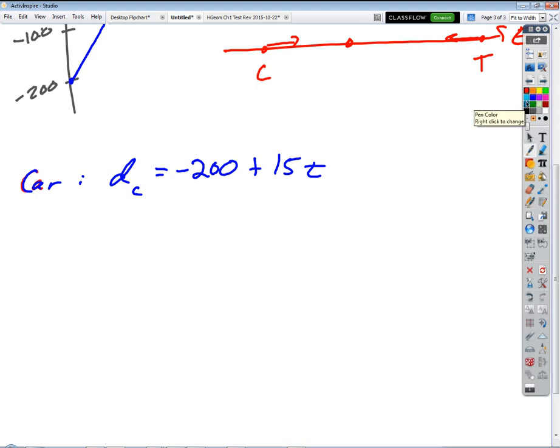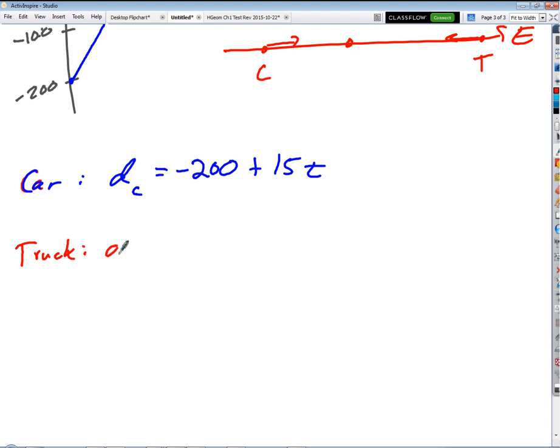Okay, now what about for the truck? The truck is 12. So the position of the truck starts off at positive 400, and it's going to go at a velocity of negative 12, so minus 12t. How about that? That looks an awful lot like a linear system, doesn't it? Instead of x's and y's though, we've got d's and t's, and big old numbers.